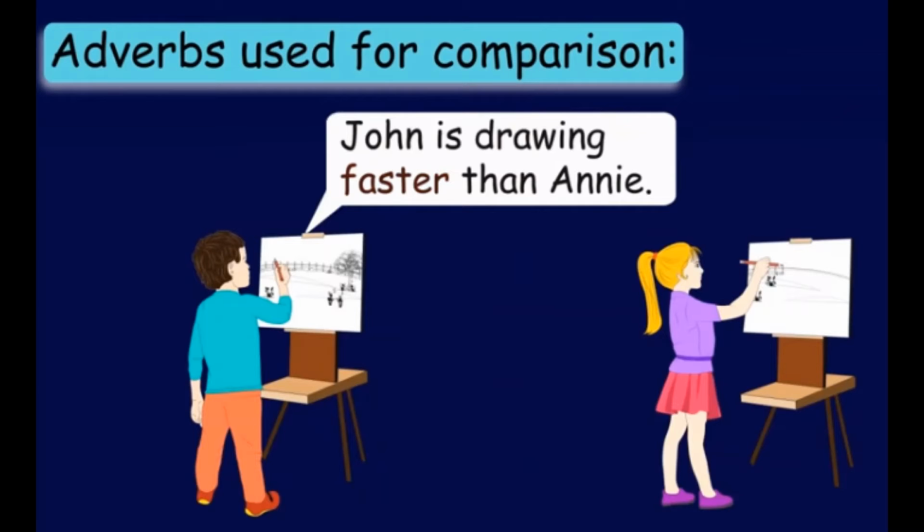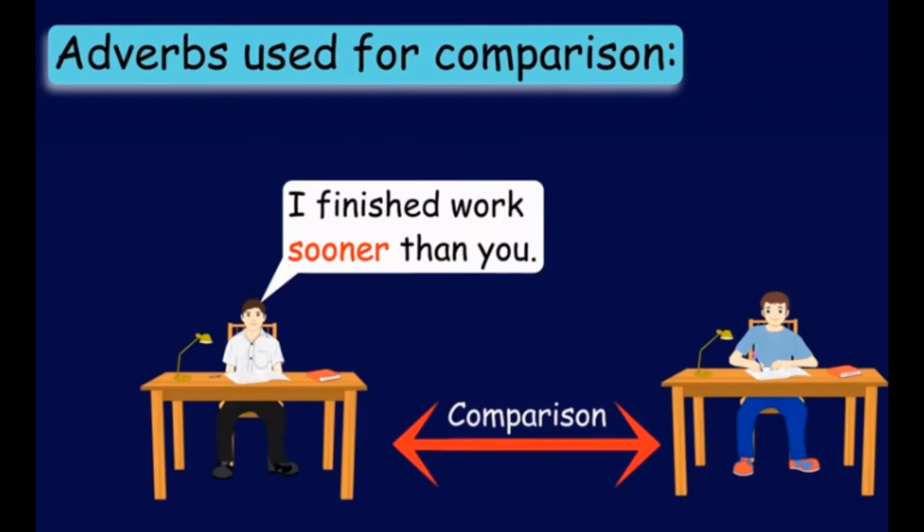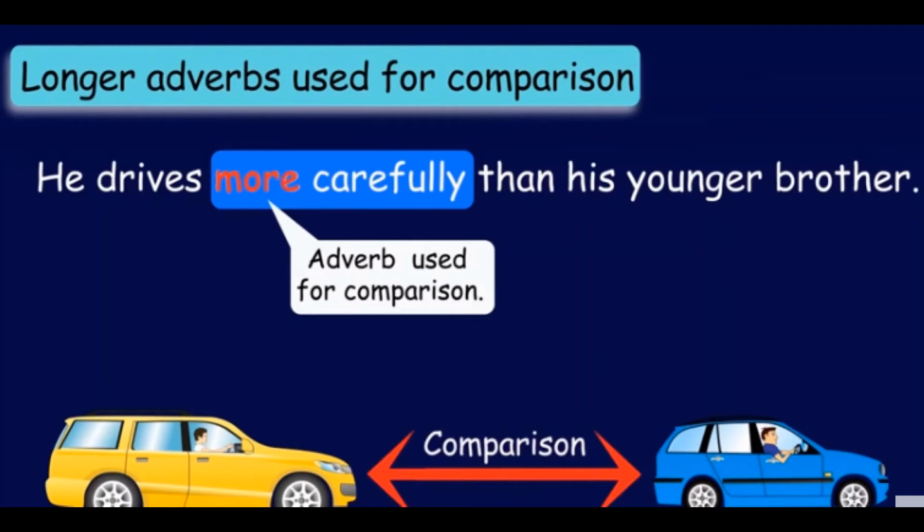Okay, so we are adding er to fast, and the adverb of comparison is faster. Soon will be sooner, fine will be finer. We are adding er to soon and er to fine. It becomes sooner and finer. Like for example, I finish my work sooner than you. So there is a comparison between these two people. Whenever there is a comparison between two people, most of the time we use er.